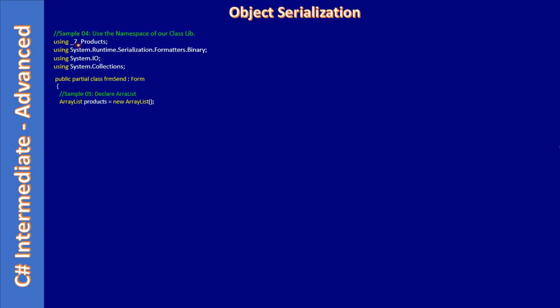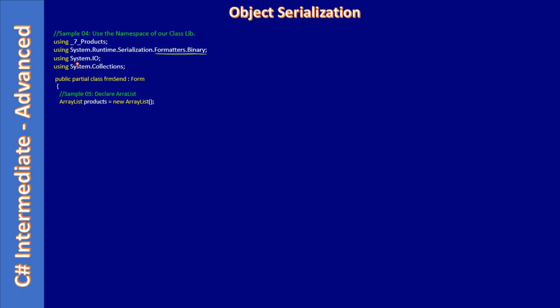So here we are using some using directives. Here you can see System.Runtime.Serialization.Formatters.Binary. That means here we are going to use the binary formatter, so that's why we placed this using directive.